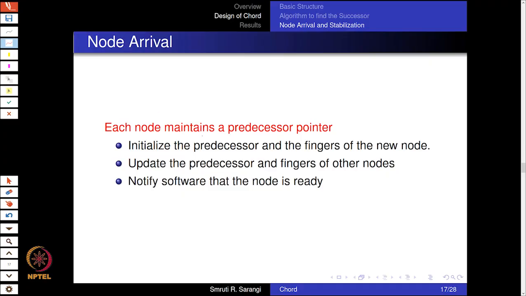Each node will maintain a predecessor pointer. It will initialize the predecessor and the fingers of the new node. It will update the predecessor and fingers of other nodes. And then it will notify the software that the node is ready. So in most implementations of Chord, we have a successor pointer as well as a predecessor pointer. So we know which node is there on both sides, right? The successive node and the immediately preceding node on the ring.